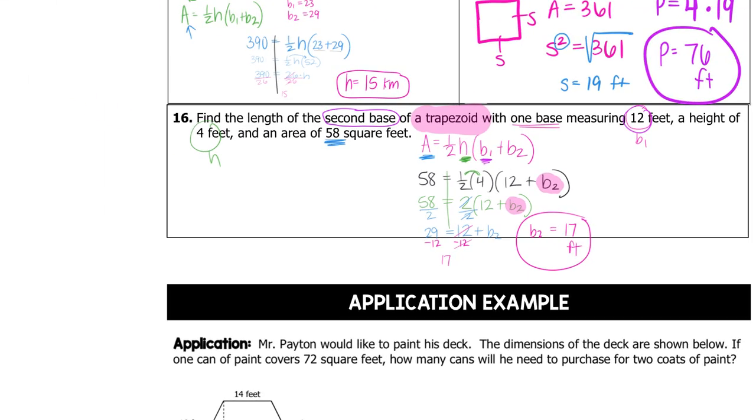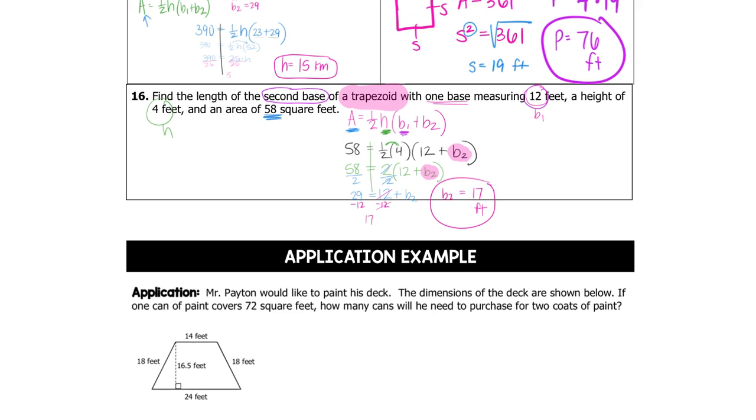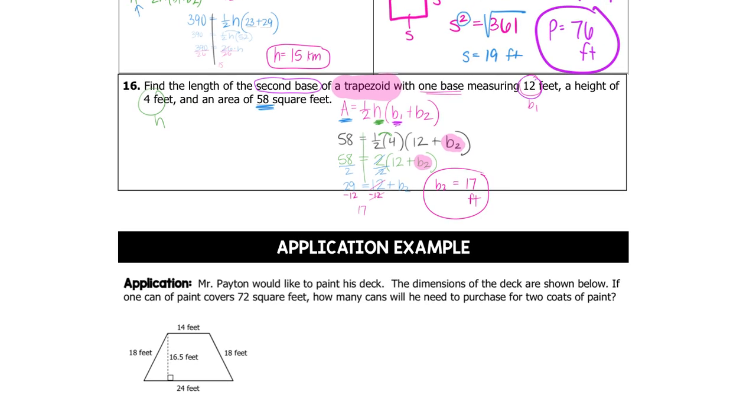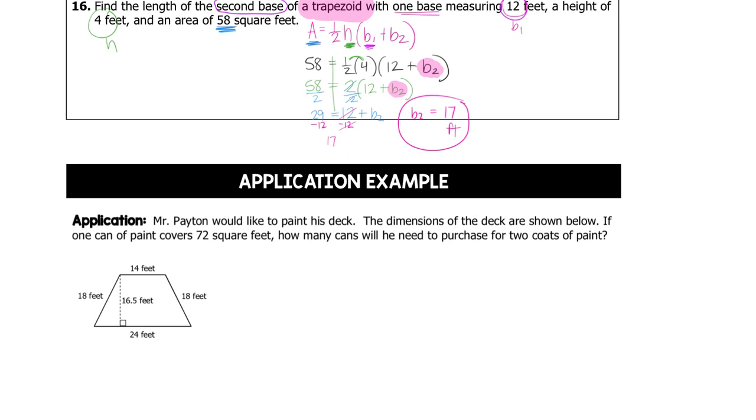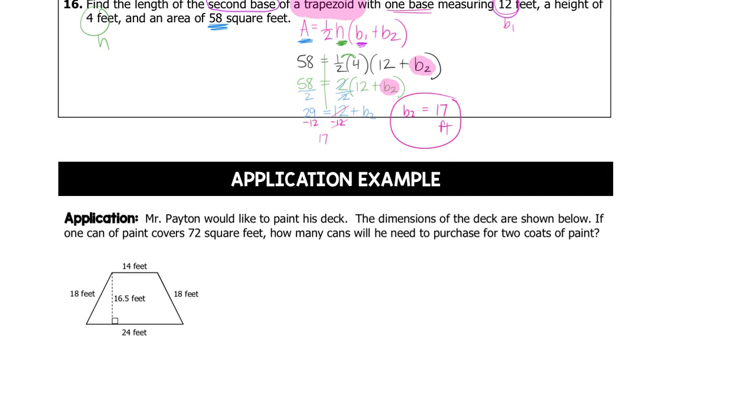Okay, now we're going to take a look at an application example. So this is a real life application. Let's go ahead and read through it and try to figure out what they're asking for here. It says, Mr. Payton would like to paint his deck. The dimensions of the deck are shown below. So it looks like the deck is shaped like a trapezoid, right? And 1 can of paint covers 72 square feet. How many cans will he need for 2 coats of paint?